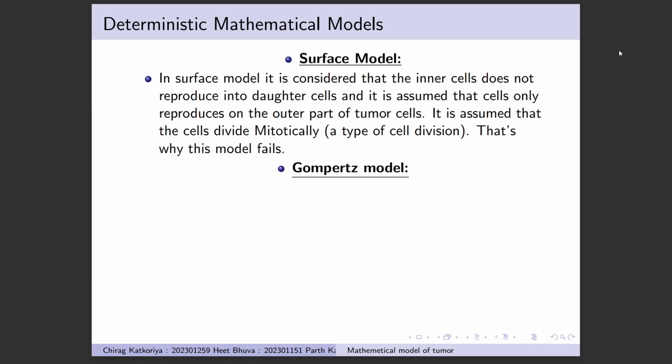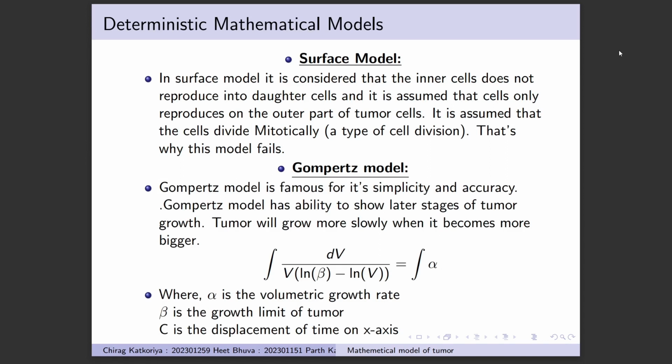The Gompertz model wins the race among all the models as it best fits the growth of breast cancer. It is famous for its simplicity and accuracy. The Gompertz model also has the ability to show the later stages of tumor growth, which the previous models failed to do. After some inflection point, the tumor growth starts decreasing. The rate of tumor growth decreases exponentially according to the Gompertz model.